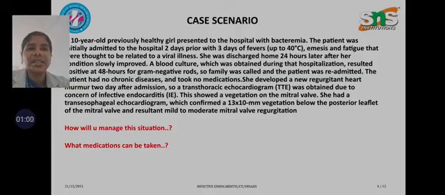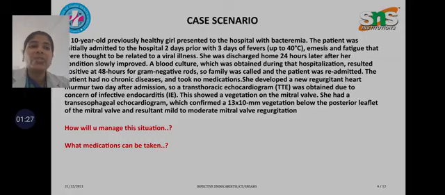And here is the case scenario of infective endocarditis. A 10-year-old previously healthy girl presented to the hospital with bacteremia. The patient was initially admitted to the hospital 2 days prior with 3 days of fever, up to 40 degrees Celsius, emesis and fatigue that were thought to be related to viral illness, and she was discharged home 24 hours later after her condition slowly improved.